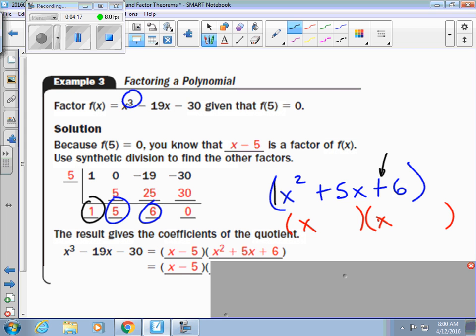That sign says they're the same sign. They're either both positive or both negative. So that means you need to add the numbers up, not subtract them. So the only two numbers that you can use in this case are 2 and 3.